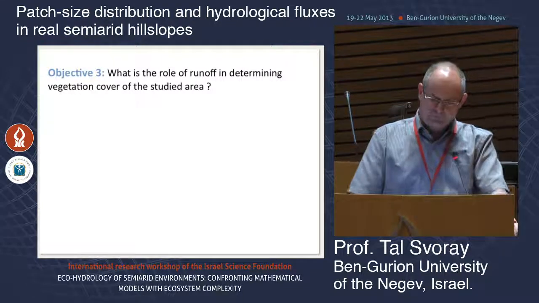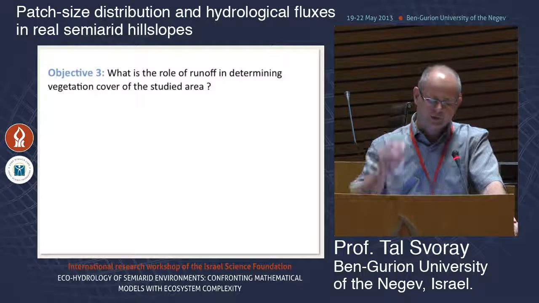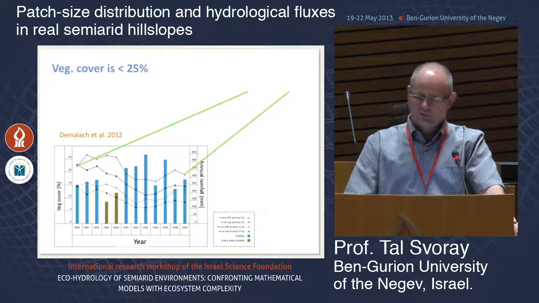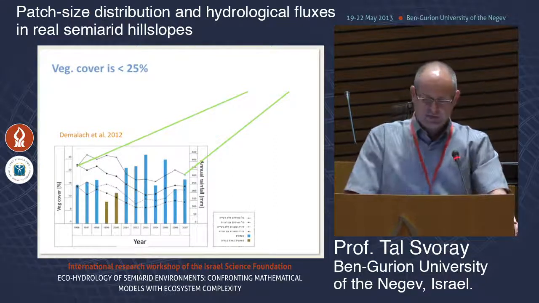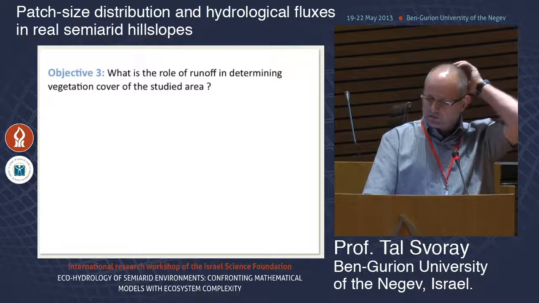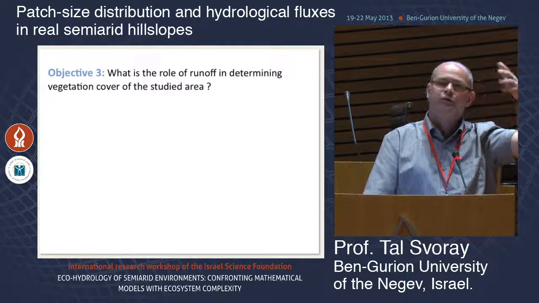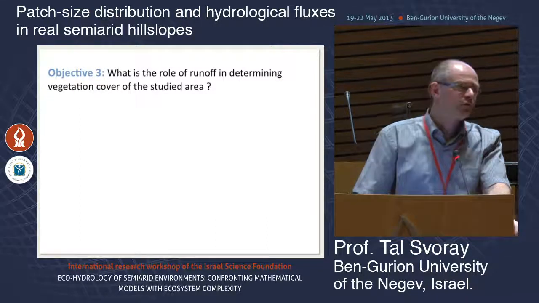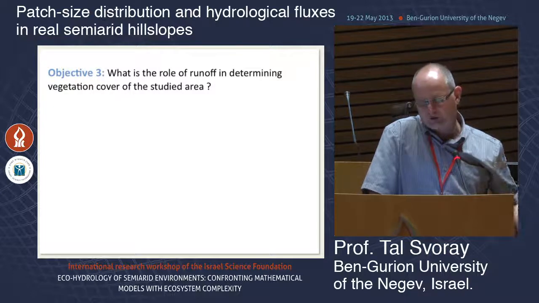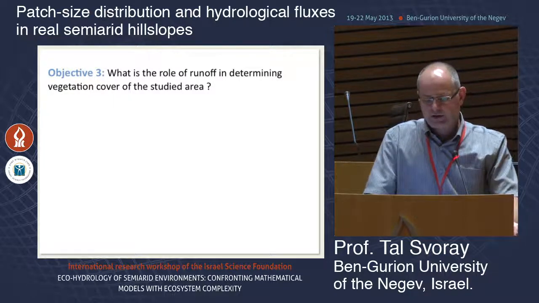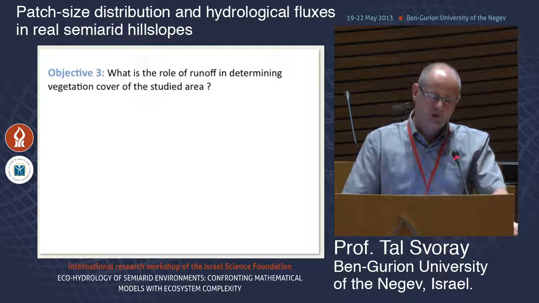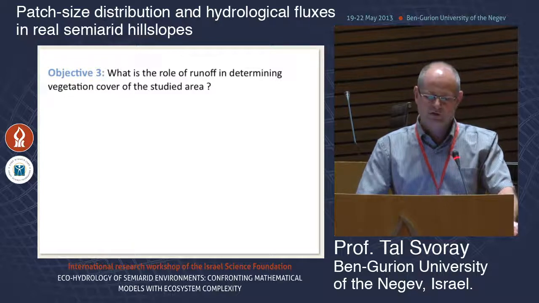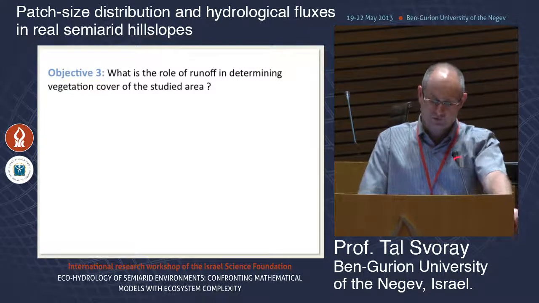So the third question is, what is the role of the runoff in determining the vegetation cover of the study area? And as it is well known in these areas, rainfall is not the only factor that adds water to the plant, or to the soil and then to the plant. And I will show in a minute how redistribution of the water by runoff contributes significantly to the vegetation growth.